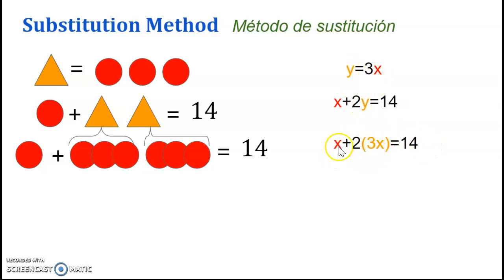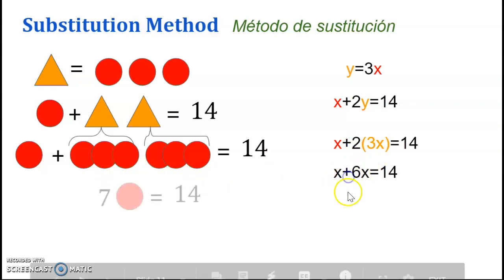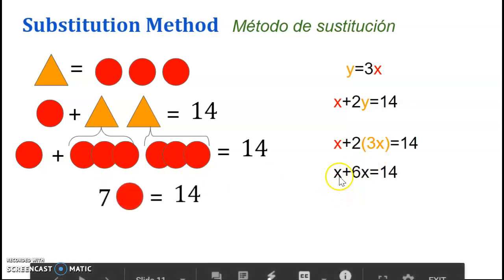But now look what happens. When I do that, all the variables we're dealing with are just x variables. So we just have x variable and the number. So that means we can solve this. We no longer have x and y variables. We just have one variable. So we expand this out by 2 times 3x is 6x, or 6 circles in this case. And that gives us x plus 6x is 7x is equal to 14 on the right hand side.